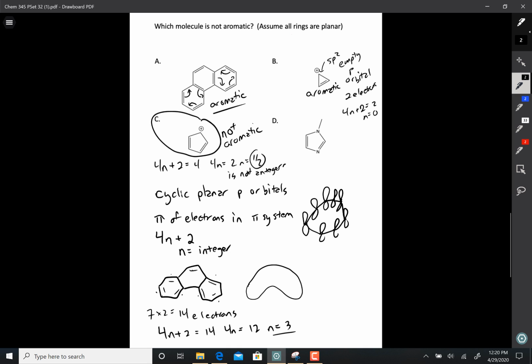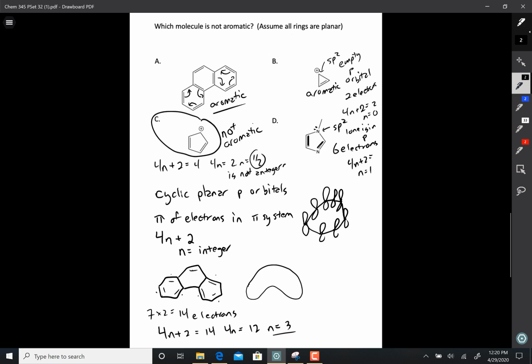And D. We have here this nitrogen right here. That nitrogen's hybridization is sp2 hybridized because it's attached to carbons with pi bonds. So that lone pair is in a p orbital. And so we count that lone pair as 2 electrons, and then 2 electrons for this pi bond, 2 electrons for this pi bond. That's 6 electrons. And 6 electrons is 4n plus 2, where n equals 1.